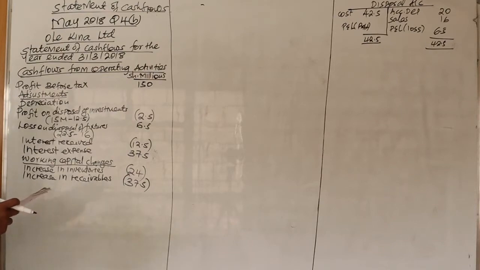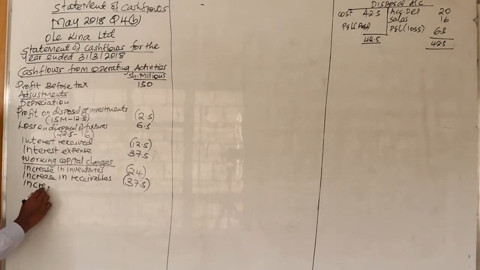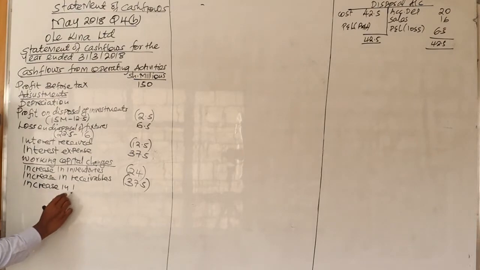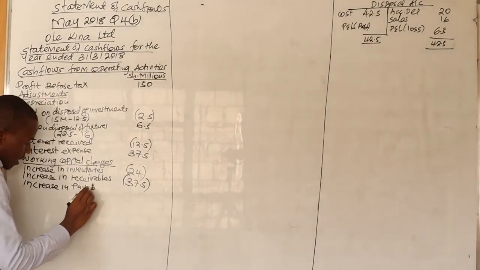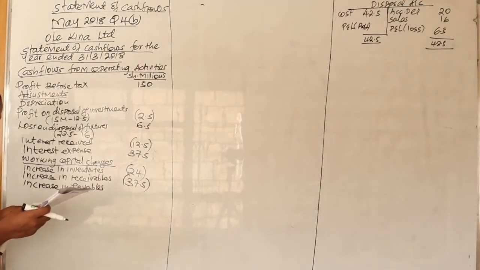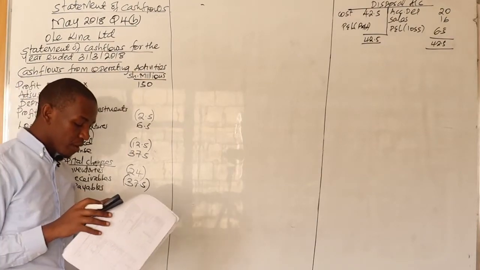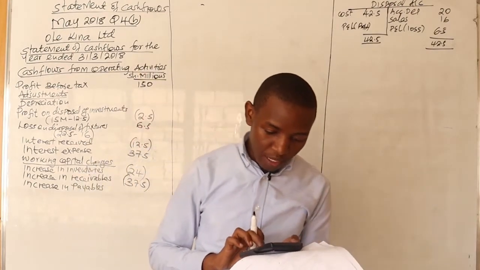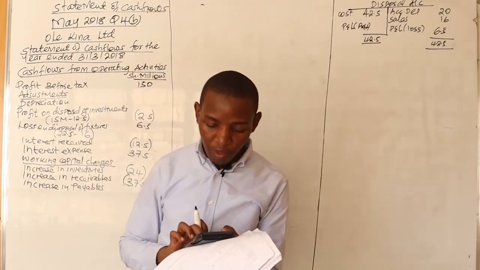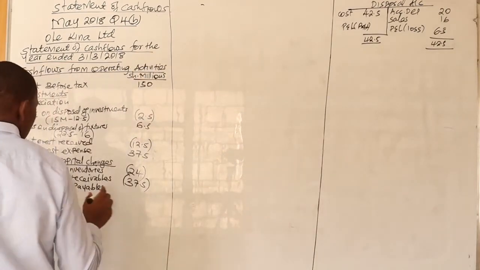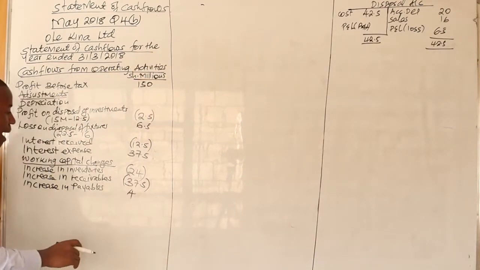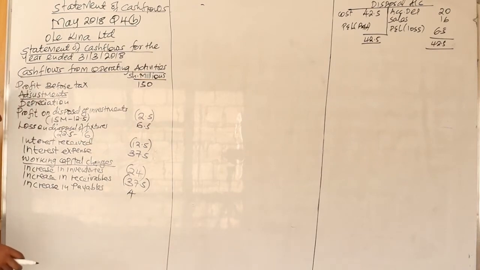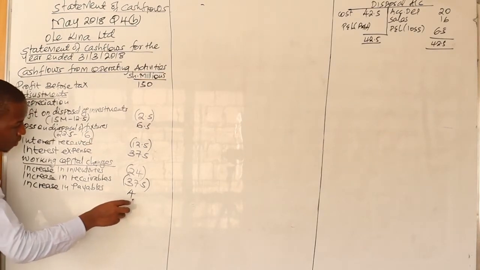The other one is the payables on the current liabilities, which is also an increase. The increase in payables, it is from 59.5 to 63.5, which is an increase of 4. Remember, an increase in payables, in that case, you add.